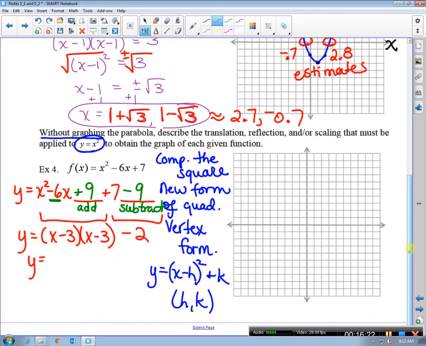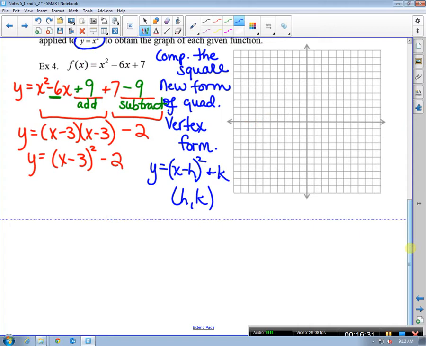So I get x minus 3 all squared minus 2, and I can look and think about your transformations. This should move my parabola to the right 3 places. And this should do what? If you said move your parabola down 2 spaces, you were correct.